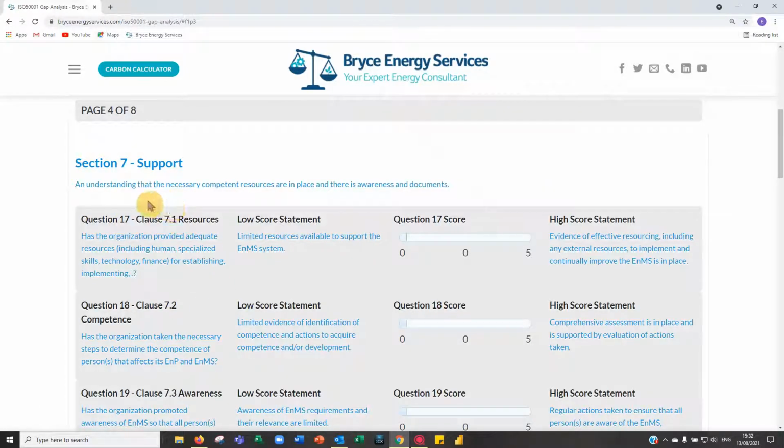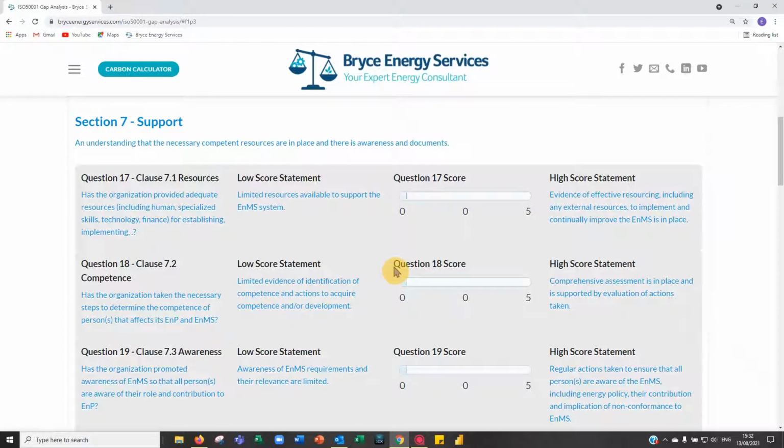Section 7, support, understanding that the necessary competent resources are in place and there is awareness and documents. So quite a broad area, but this is about the people involved, that there's the necessary competence review, that they are capable of undertaking the tasks they've been assigned, awareness of the energy management system and the goals, and the documentation needed to support it.